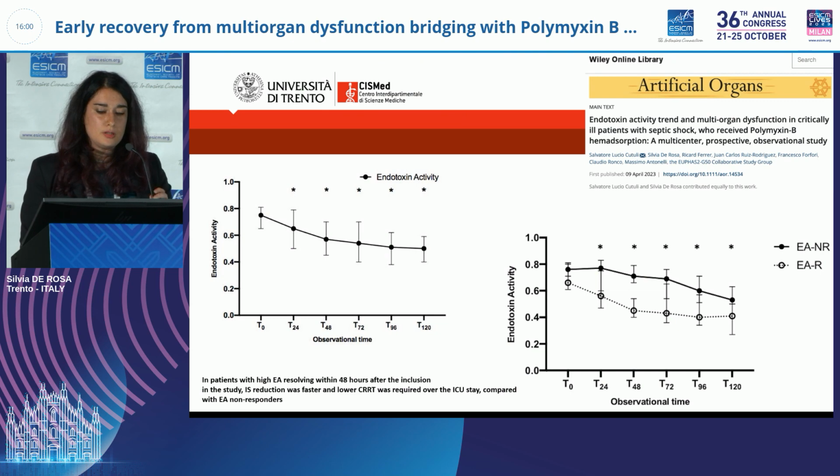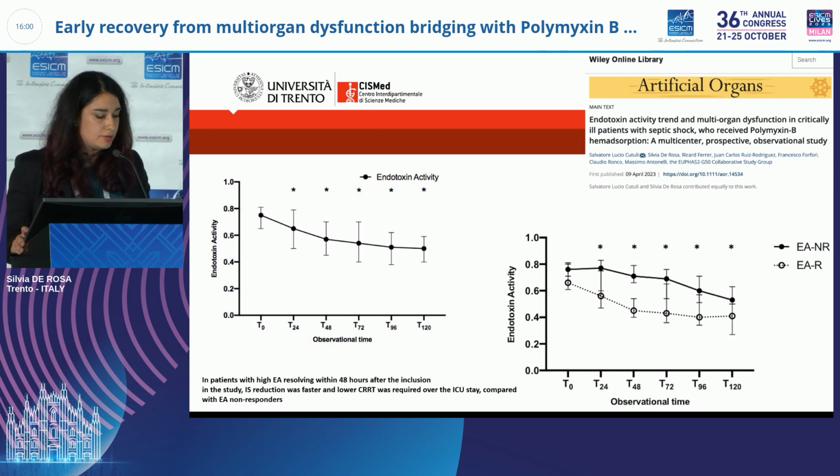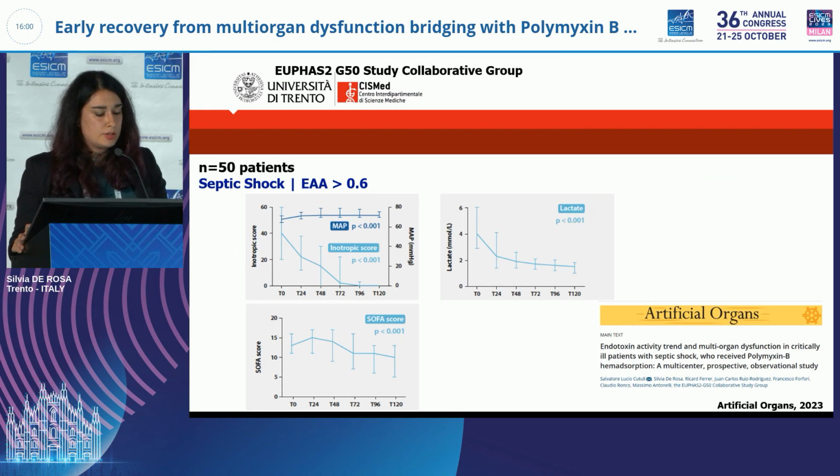Recent data from the EUPHRATES registry: those patients were assessed from 0 to 120 hours, and endotoxin activity was measured day by day. What we found was that in patients with high endotoxin activity resolving within 48 hours after inclusion in the study, the endotoxin activity reduction was faster, and those patients required less RRT over the ICU stay. And there was also an improvement in endotoxin activity, lactates, and SOFA score.